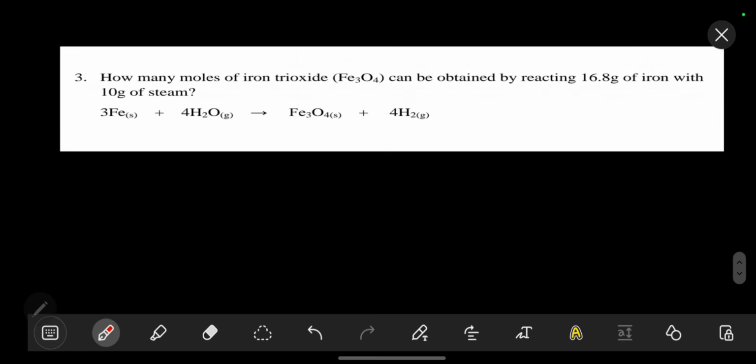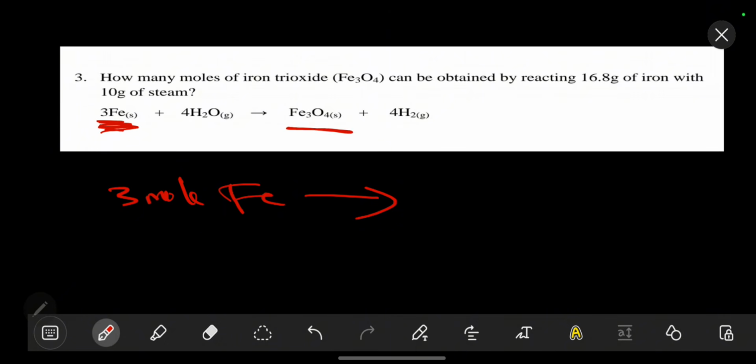So knowing the mole concept, we compare with the limiting reagent. The limiting reagent is the iron. So according to the mole concept, it tells us that as long as you have 3 moles of iron, you are always going to get how many iron trioxide, which is this one. You are always going to get 1 mole.